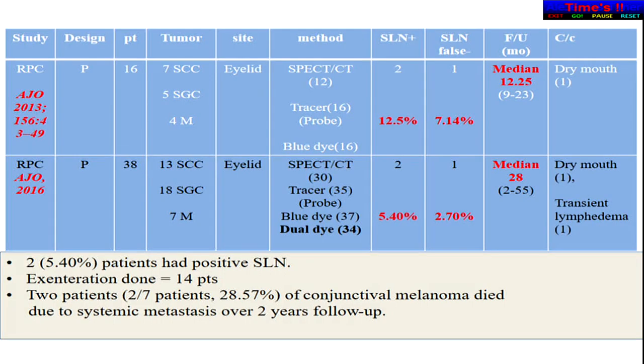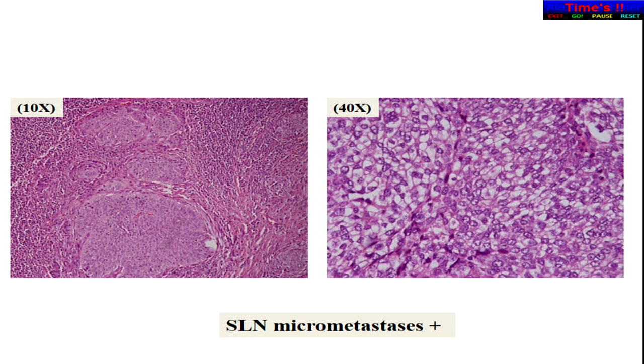This is the same study I was talking about. In this particular study, we found that out of 38 patients, 2 patients had sentinel lymph node positive. Both patients underwent exenteration, so they were basically advanced stage patients. The false negativity was seen only in 1 patient, so that reduced to almost 2.7%. In our study, overall 14 patients had to undergo exenteration. 2 patients died because of systemic metastasis, out of which 1 patient was the one where a false negative lymph node was reported. This is just to show the island of tumor within the lymph node.